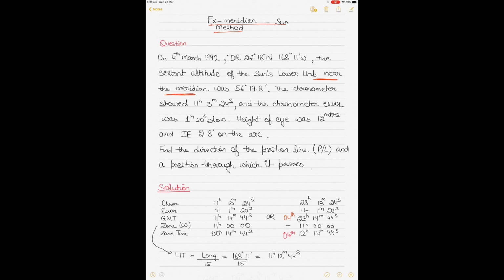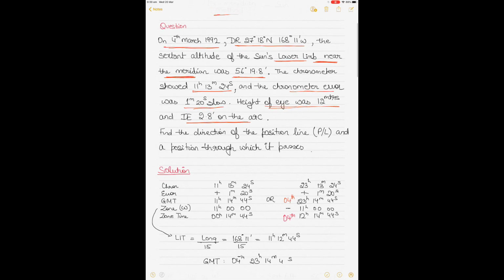All right. Now the question says that it's 4th of March 1992. There is a DR position given. Sextant altitude's lower limb near the meridian is given as 56 degrees 19.8, and then the chronometer time is shown as well. The chronometer error is 1 minute 20 seconds slow. The height of eye given is 12 meters, and the index error is 2.8 minutes on the arc.